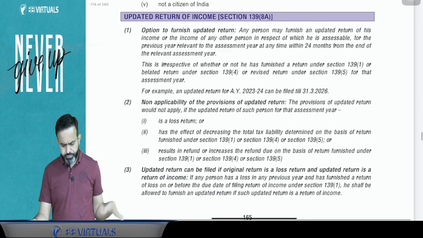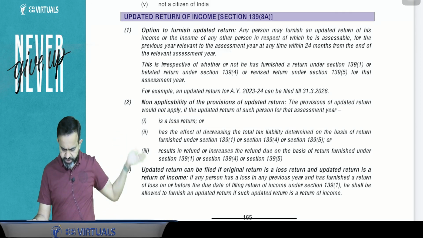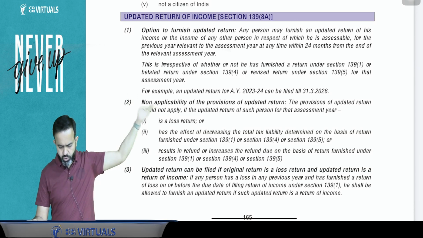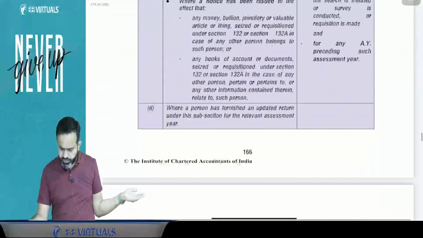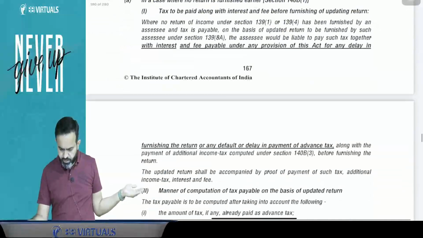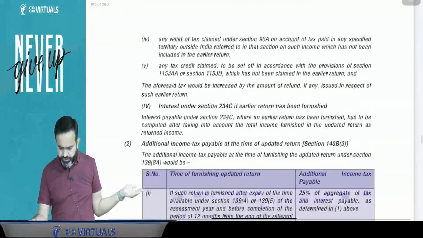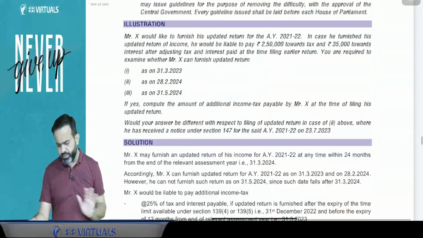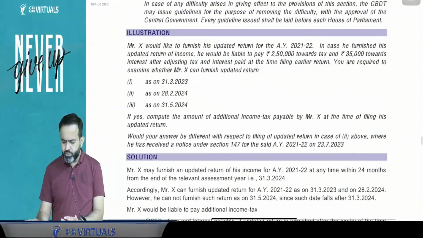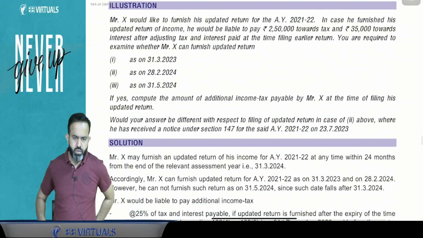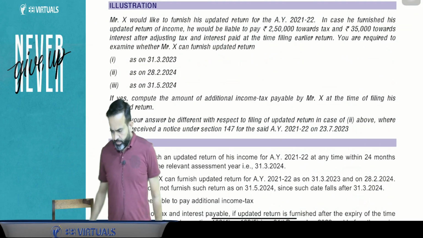So here guys, similar to whatever we have discussed, the non-applicability, if there is a loss return, or a decrease in the tax liability, that is given. Now ICAI has given one example in updated return, and what example has ICAI given? Yeah, this is one very simple example given by ICAI. Pay attention to this example.